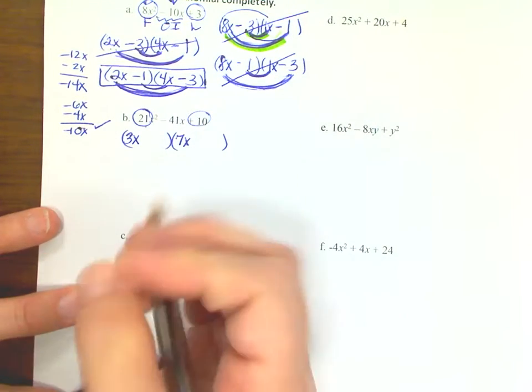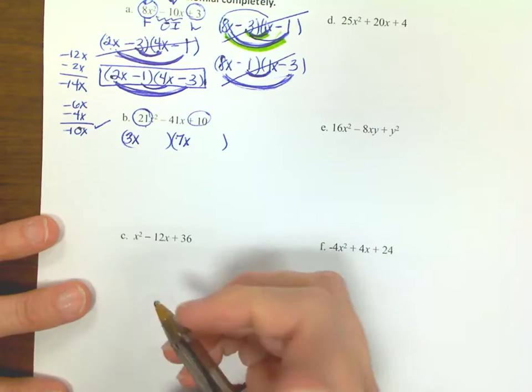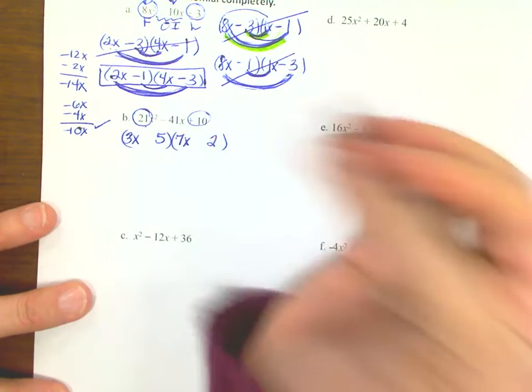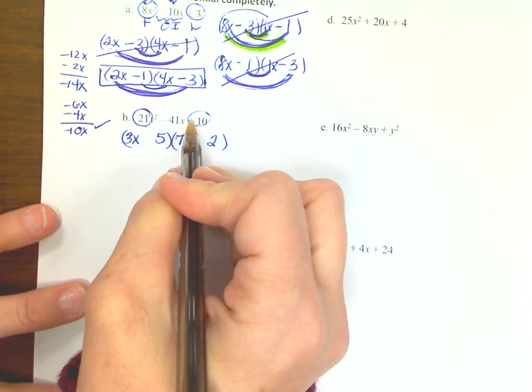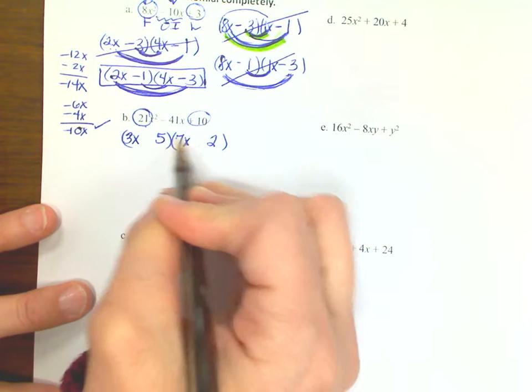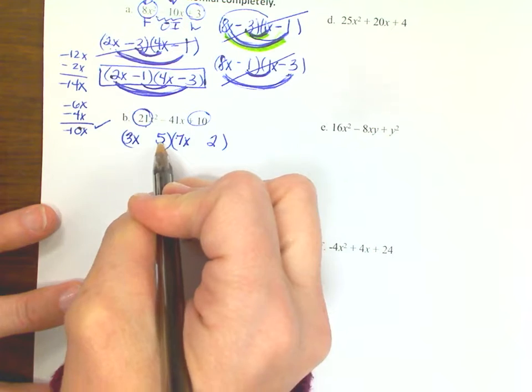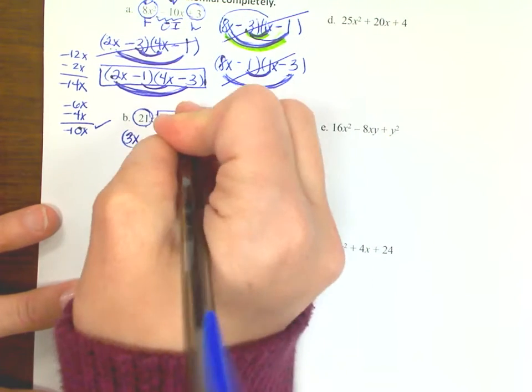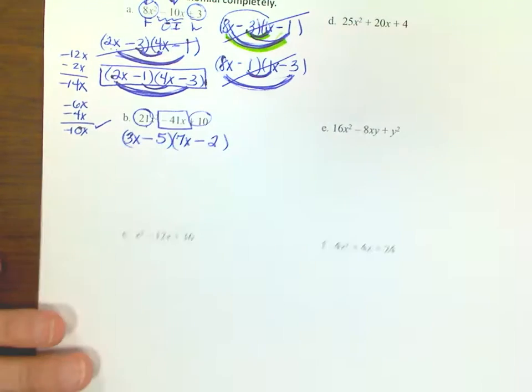And the factors of 10, we could use 5 and 2, we could use 1 and 10. So let's just throw some in there. Let's try 5 and 2. This 10 is positive, which tells us this is either negative 5 times negative 2 or positive 5 times positive 2. Well, since the middle term right here is negative, there's our clue that we're going to have a negative in there.